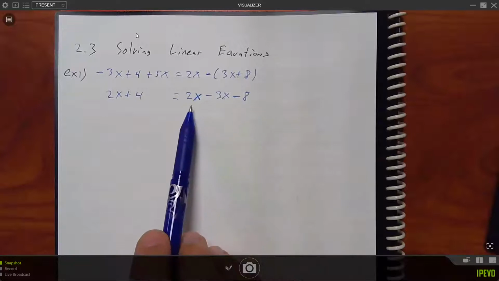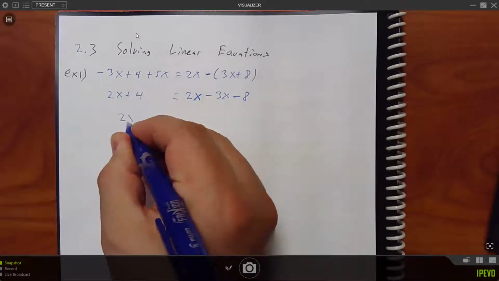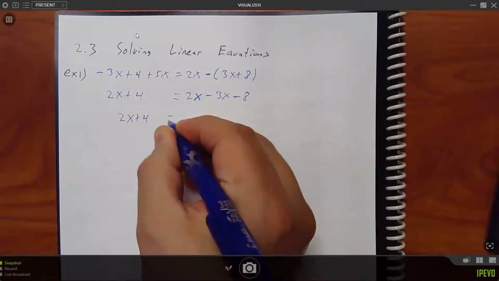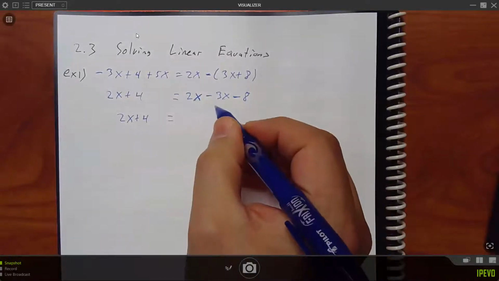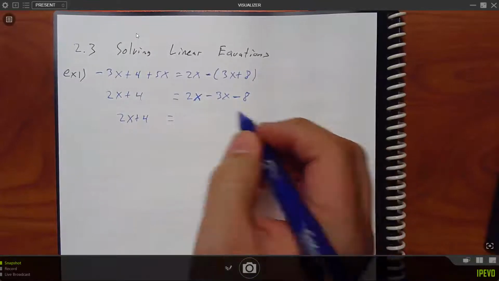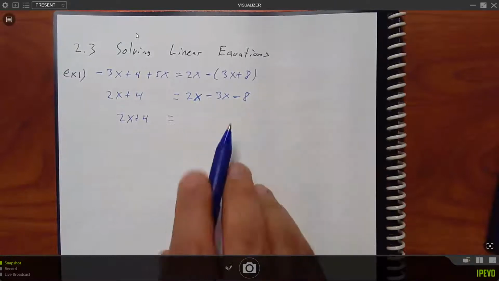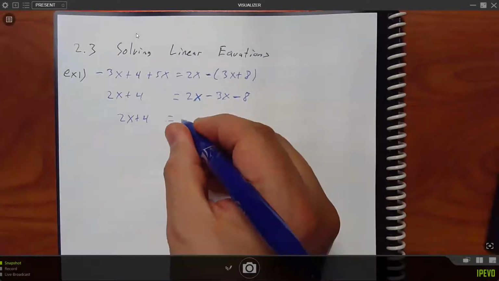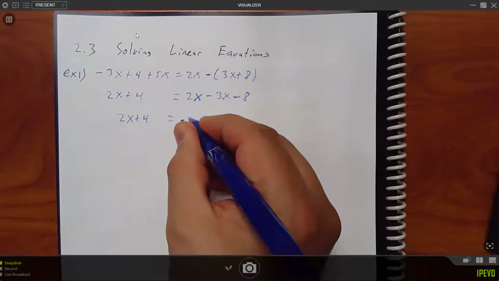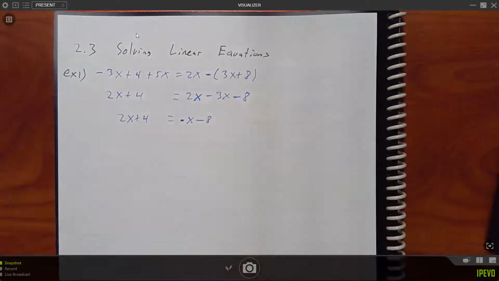Anyway, 2 minus 3. Will that be positive or negative? I always keep the sign of the bigger one, and the bigger one is 3. So it'll be a negative 1, right? Negative x. So make sure we get those signs right on the exam.